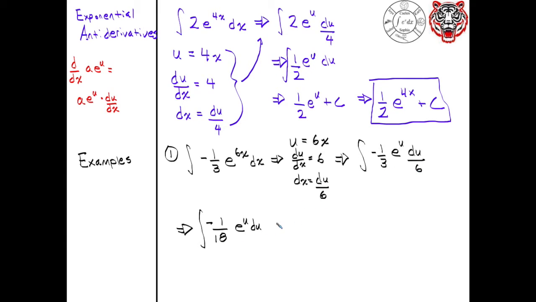So this is going to be taking the antiderivative now. So e to the u is still e to the u. So this is going to be negative 1 over 18 e to the u. And I'm not going to write u, I'm just going to do it all at once. U is 6x, I'll say that that's 6x, and don't forget our plus c. All right, second and final example, here we go.